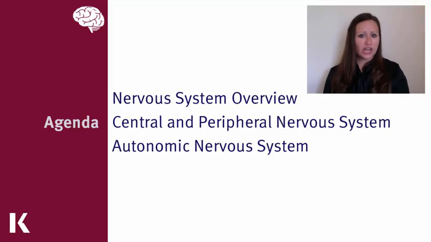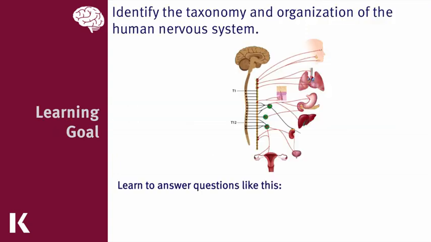We will start with a general overview of the human nervous system, and then we'll look at each part of the nervous system and identify the key characteristics of each. We'll take a closer look at the autonomic system and identify how this system can change our organ system behavior during periods of stress and relaxation. After reviewing these topics, we'll have a better understanding of the organization of our own nervous system and be able to identify the purpose of each division.